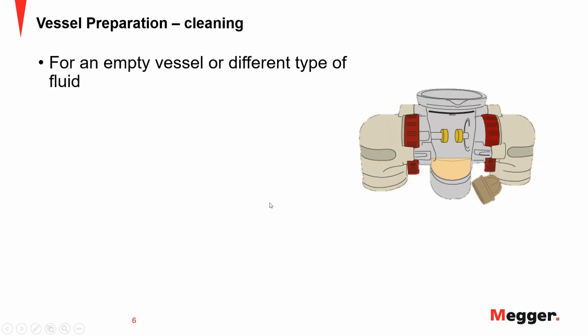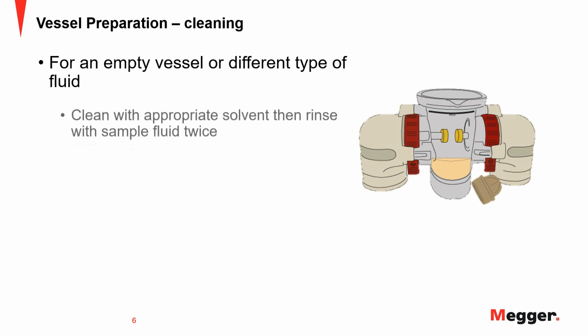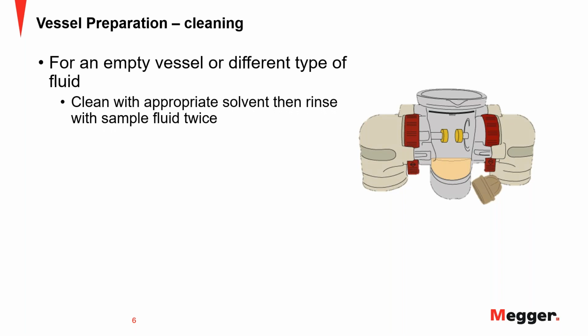So when it comes to cleaning, what do we need to do? For an empty vessel, if you're following ASTM and you're storing your test vessels without any oil, or in fact, if you're testing a different type of oil, so for example, you were testing mineral oils and now you've moved on to silicon or ester, you need to follow a cleaning procedure in order to make sure that you've removed any sort of contamination from the cell before you begin testing. So the first thing is to clean with an appropriate solvent and then rinse with the sample fluid twice.